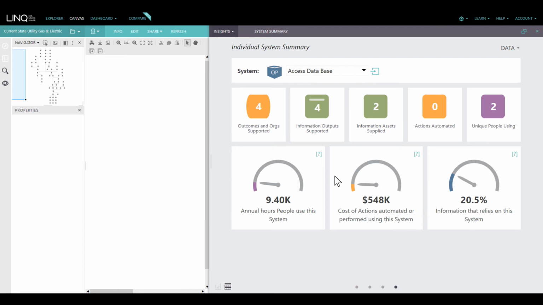Looking here at the Access database, we can see that the organization spends in excess of $500,000 a year using it. Is that the best use of resources? It could be replaced by a system that is less isolated so that data sharing is optimized.